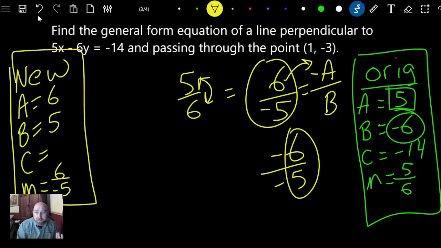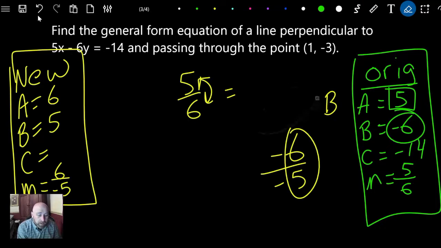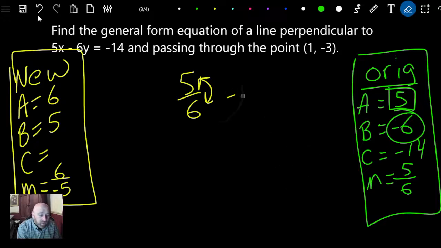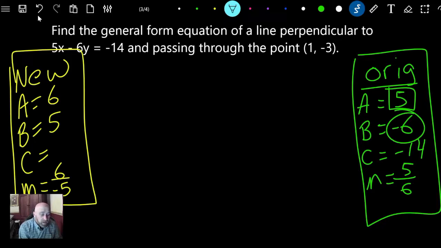So the question becomes, what is our C in this case? Well, right now we don't know what C is. And you might say, no, C is -14. It was -14 on the original equation. We don't know what it's going to be on the new equation. All right, so we've got our A, B, we've got our slope, and we are ready to find out what C is. We're ready to go ahead and plug it into our equation.